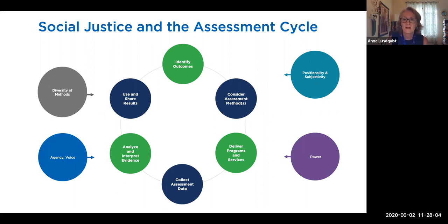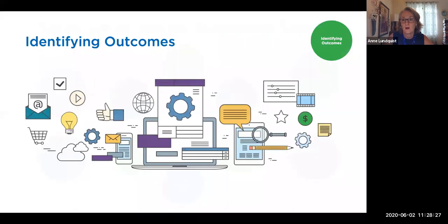And this idea, if you're thinking about the ways that those two bubbles can come together, is not thinking of the assessment cycle as a standalone process, but about positionality and power and agency and voice and diversity of methods, all throughout the entire assessment cycle. So we'll unpack that here for a minute with a couple of specific examples. And we'll start with identifying outcomes.